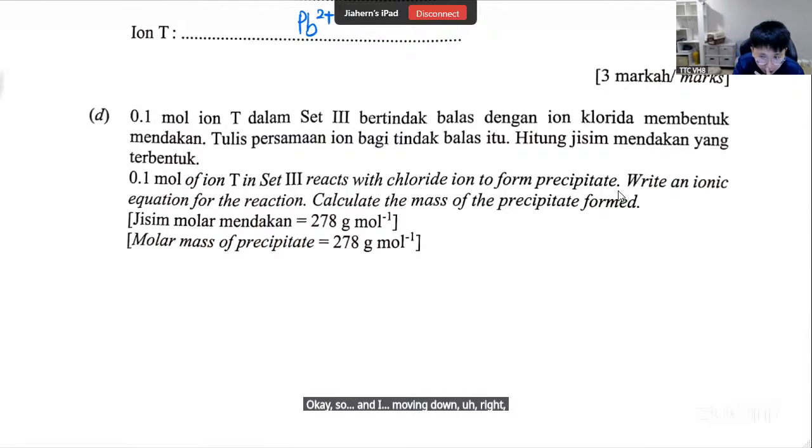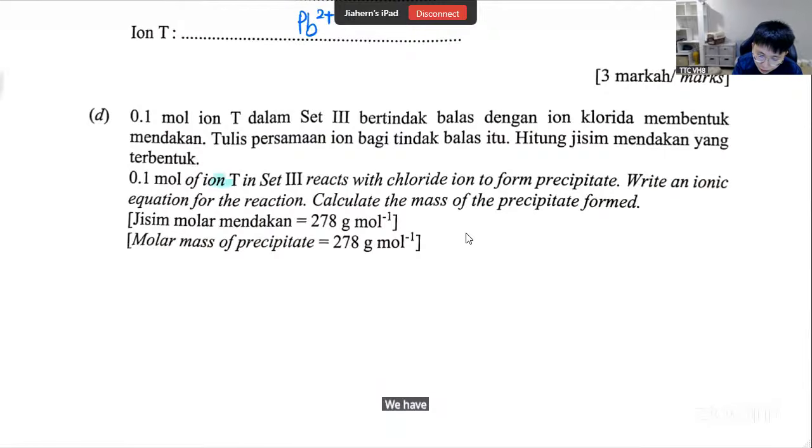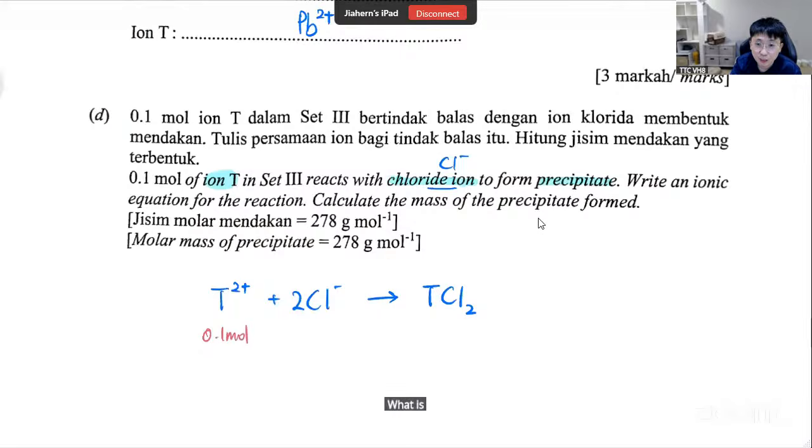Write an ionic equation and calculate mass. Guys, let's write the ionic equation. We have your ion T reacting with chloride ion to form the precipitate. So what is ion T? T2+. Chloride ion is Cl-. So T2+ plus 2Cl- forms TCl2. That is the balanced equation. And if ion T is 0.1 mole, what is the mass of the precipitate formed?